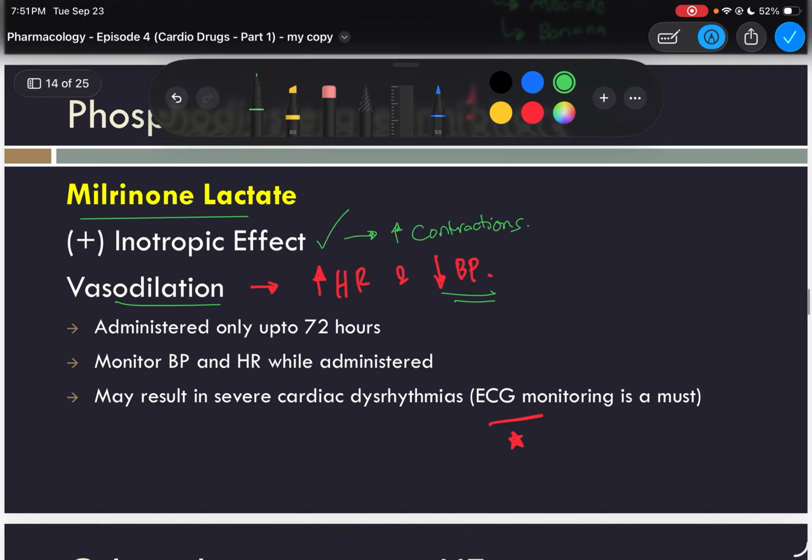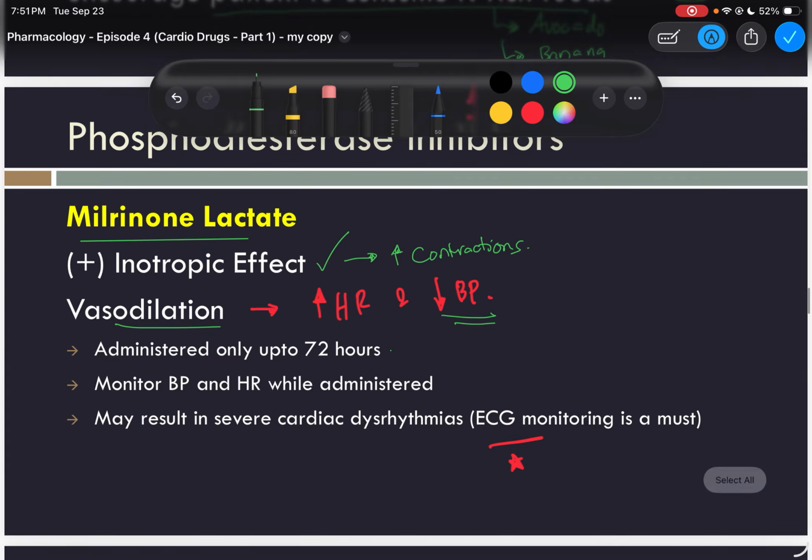Now, milrinone, class, what we need to remember is it has to be administered only up to 72 hours. So you cannot go beyond that, class. Only up to 3 days. Okay? Monitor BP and heart rate while it is administered because, as I've said, it decreases the BP and increases the heart rate. And then this may result in severe cardiac dysrhythmia as a side effect. ECG monitoring is a must, class. Meaning to say, there should be an ECG.